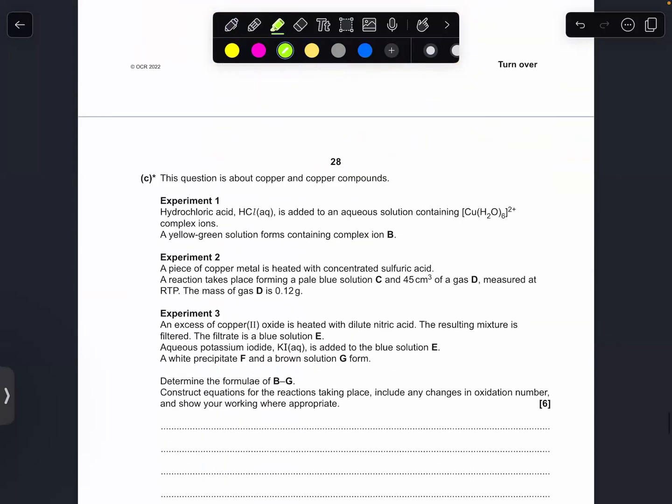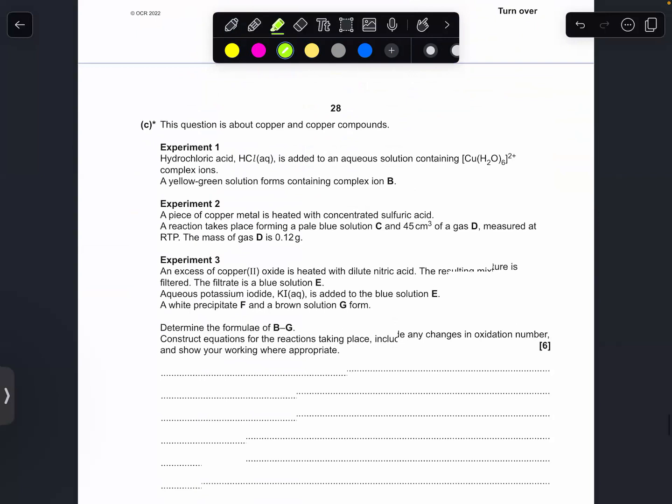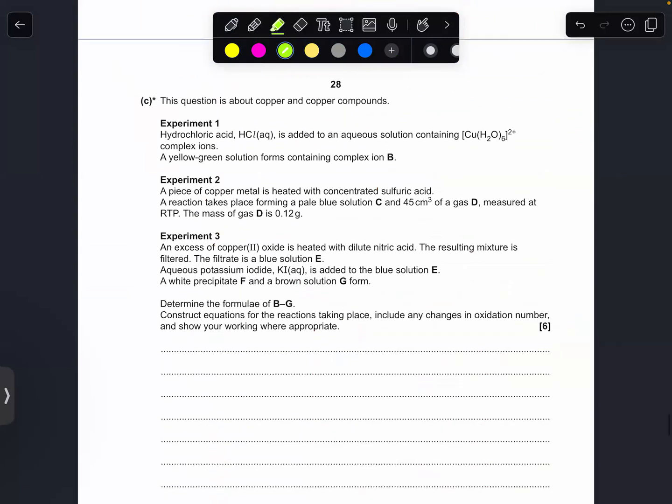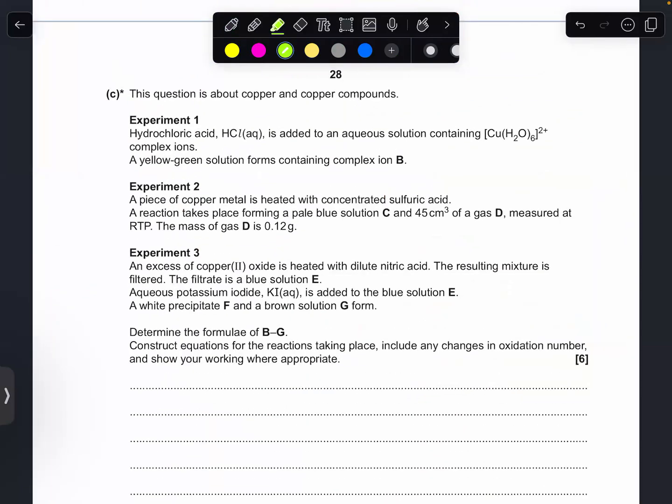This is a 6-marker question, and it's the last part of this question. There's quite a lot going on. And if you were to see the question like this, the psychology of it would naturally make you think, oh, there's too much to chew on.